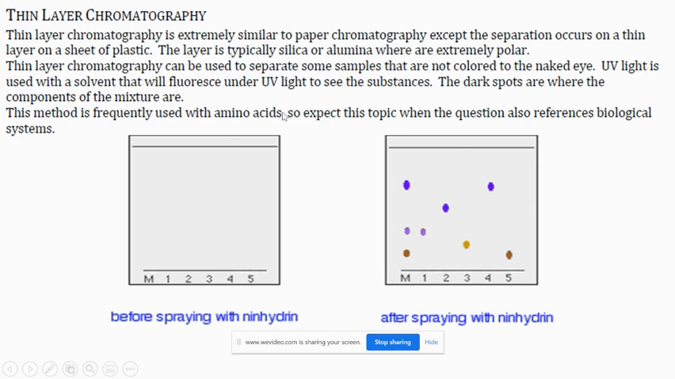So this is pretty typical with like amino acids and stuff in biology. We don't typically do this one in chemistry, but you'll see it sometimes in bio. Did anybody do this in AP bio?